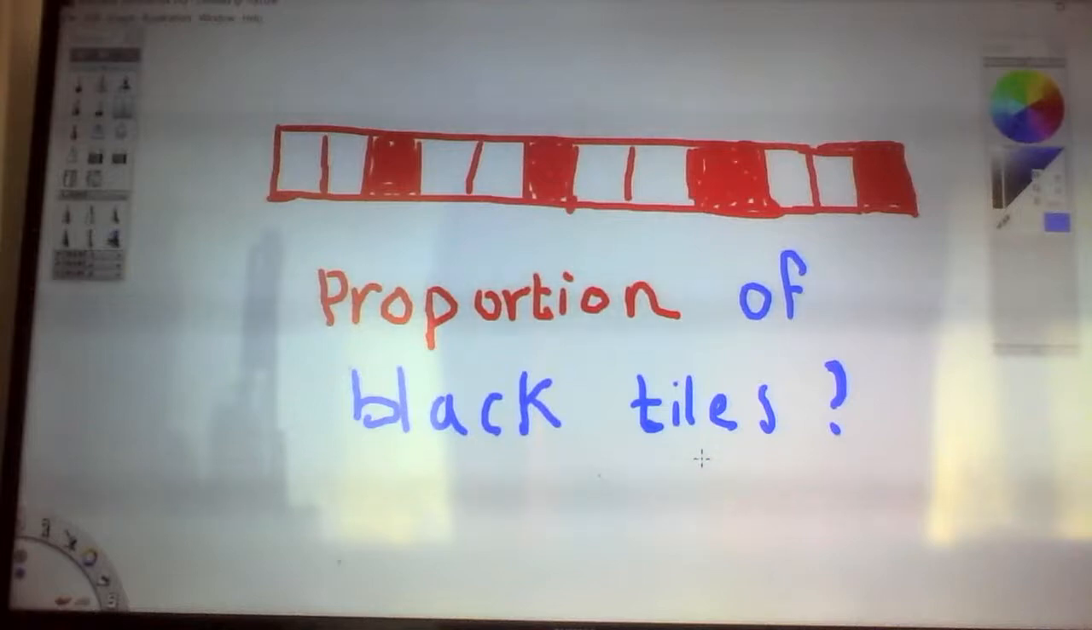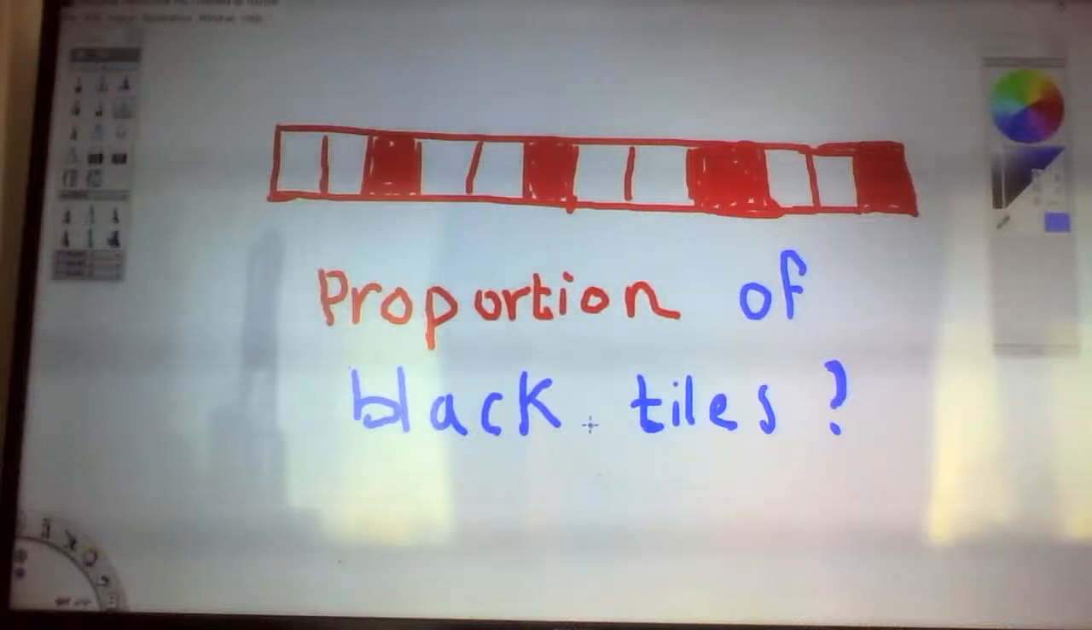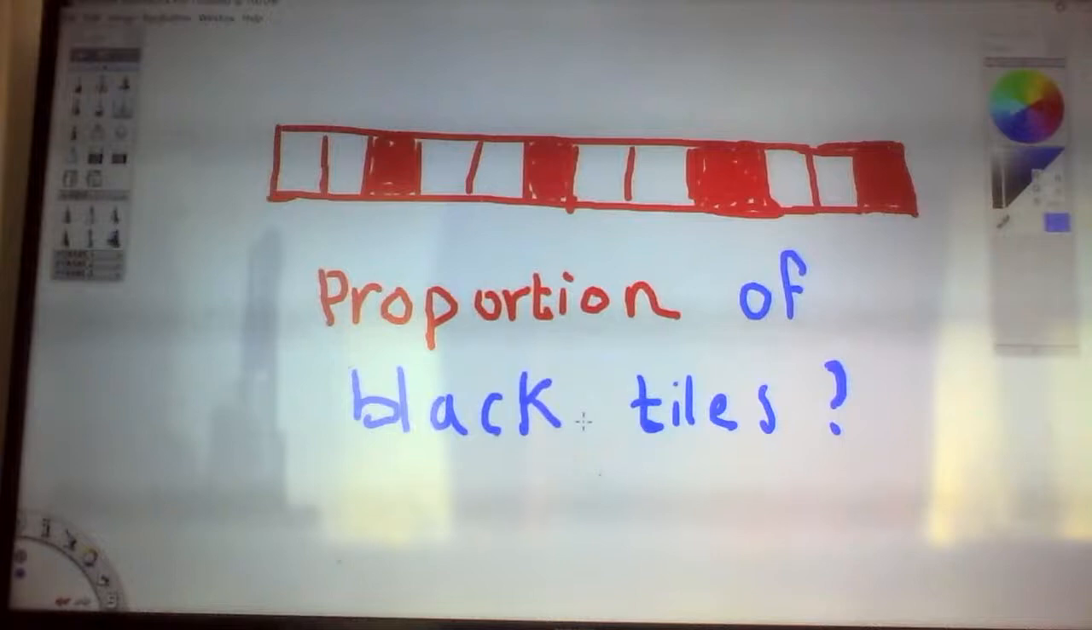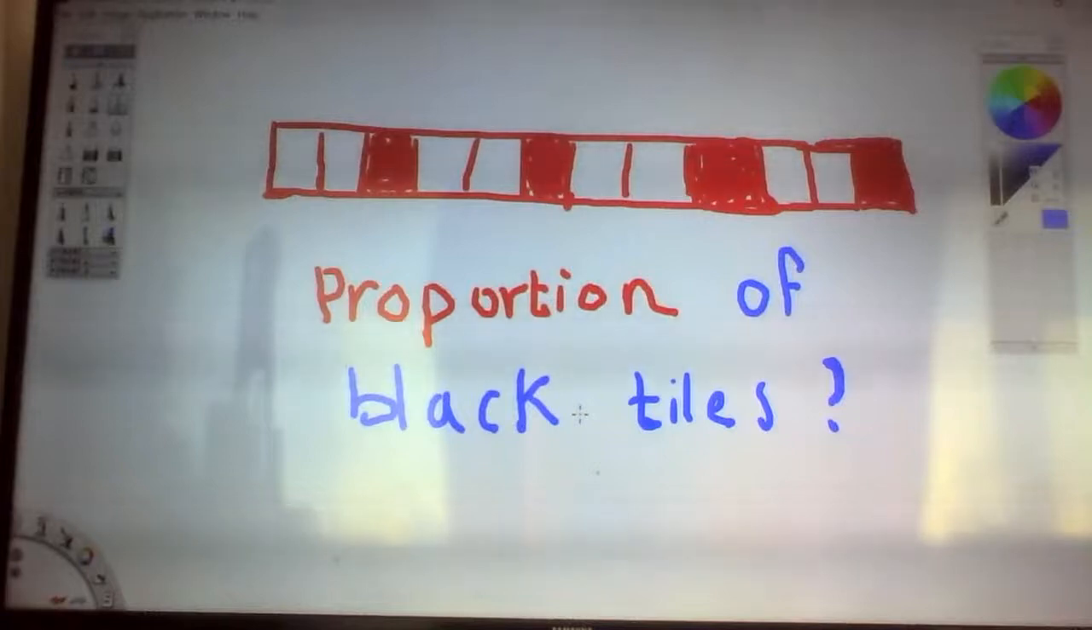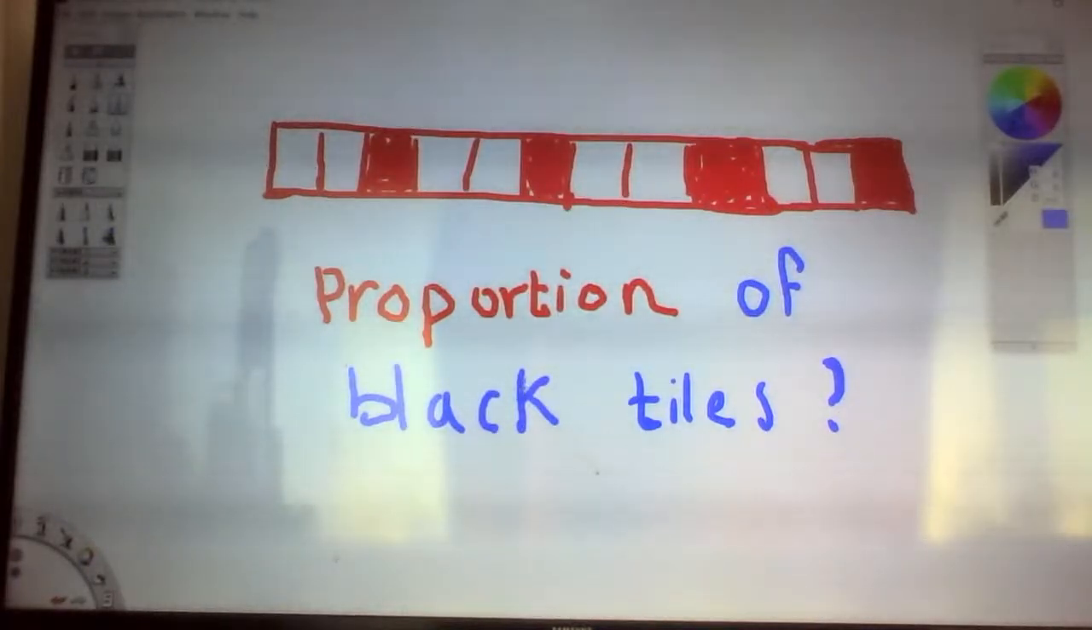Have a little minute to yourself to think what it means. Words are important in these type of questions. Proportion of black tiles. And reading the definition, or rereading what you wrote down, the word whole, W-H-O-L-E, is important, the whole thing. So it gives you a little bit of a clue.